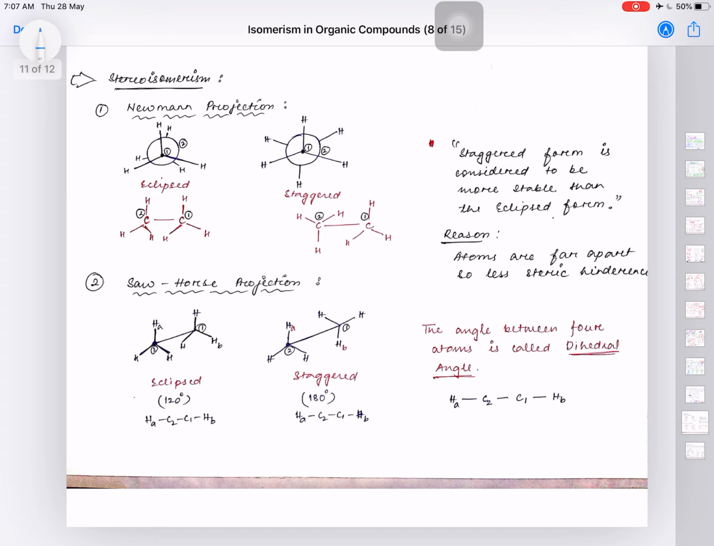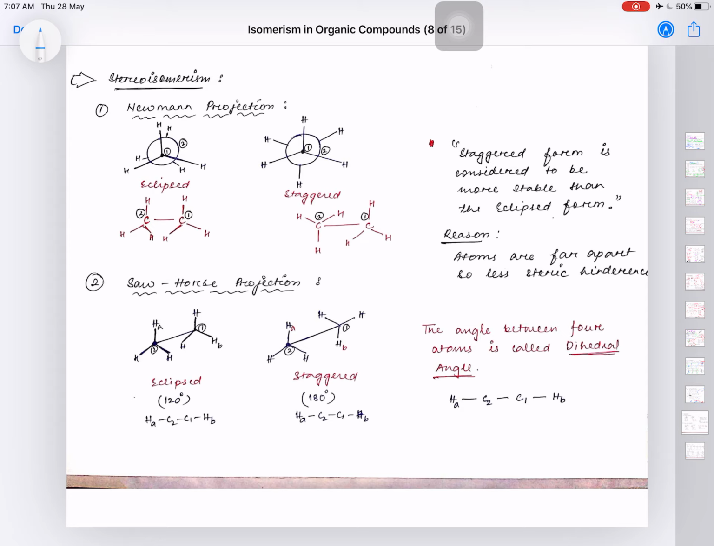Next, let us move on to stereoisomerism. This is the last topic for isomerism. Stereoisomerism means there will be a difference in stereochemistry, meaning the number of atoms will be the same for different compounds, but there will be a difference in the stereochemistry.